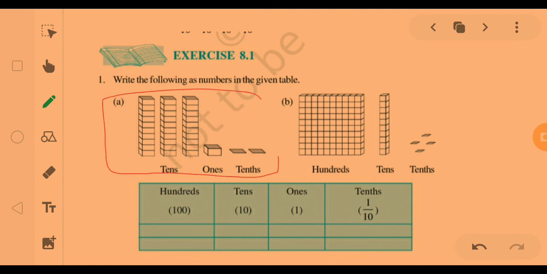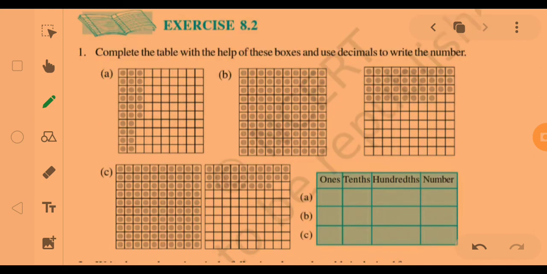In the first one, A, start from the tens group, tens place. You need not enter anything in the hundreds column. You have to start from the tens column. And after that, B has a hundreds column, so you have to start from the hundreds column for B. This is your homework.